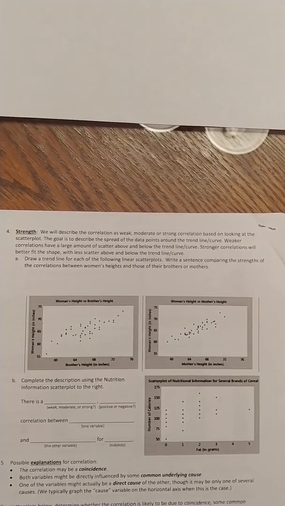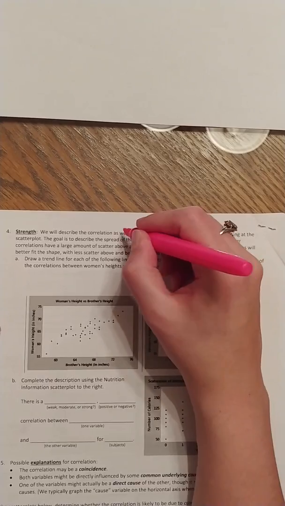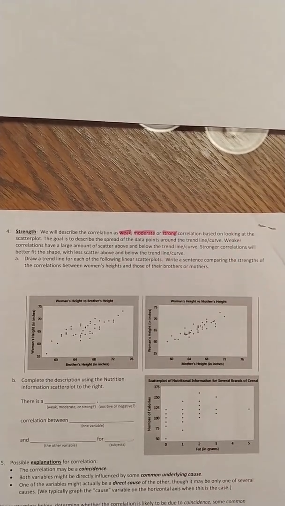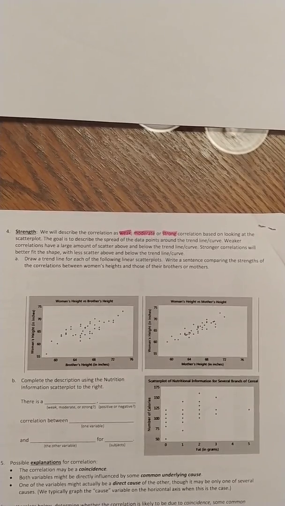All right. This question 4 is talking now about what we call strength. So we've talked about what it means to be a scatter plot. We've talked about correlation: positive, negative, and no correlation. And so now we talk about what's called strength. It says we will describe the correlation as weak, moderate, or strong, based on looking at the scatter plot.